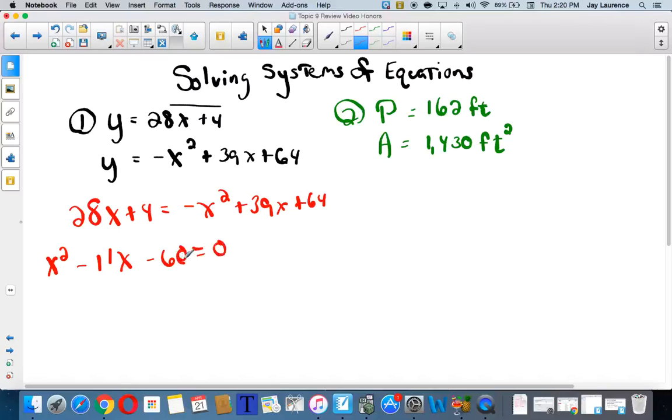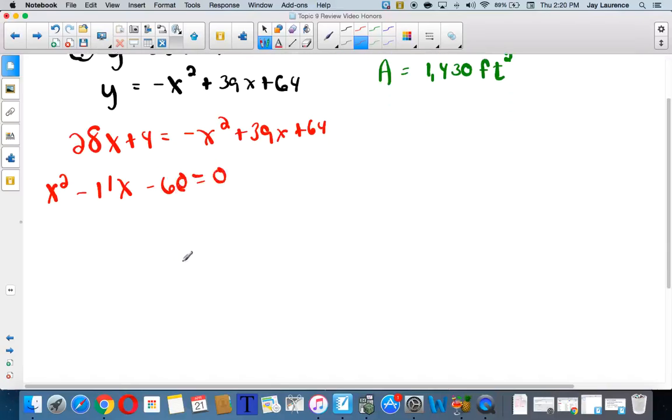Okay, now I can go quadratic formula, I can factor, or whatever the case may be. So I think I'll go quadratic formula because I don't think I did one of those. I did one in the other videos, but I'll do one here. So first I go A, B, C.